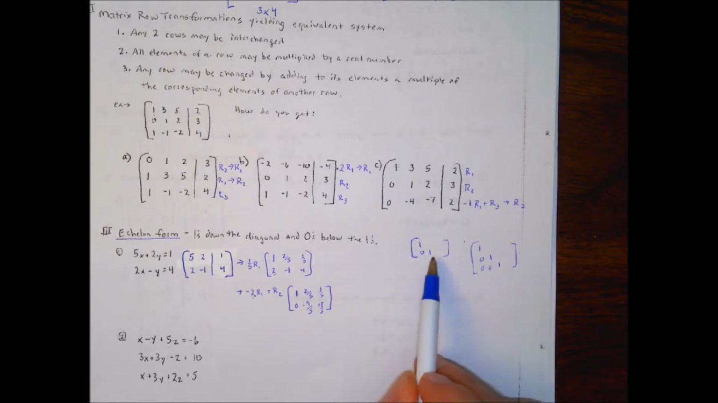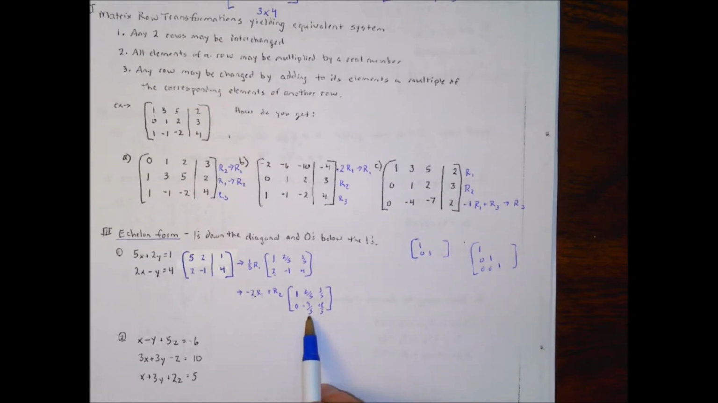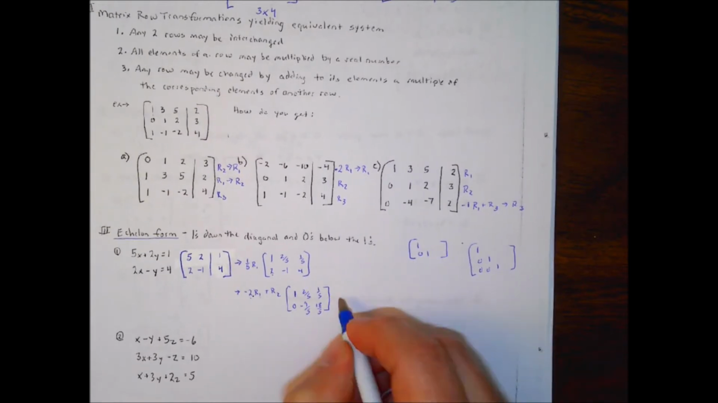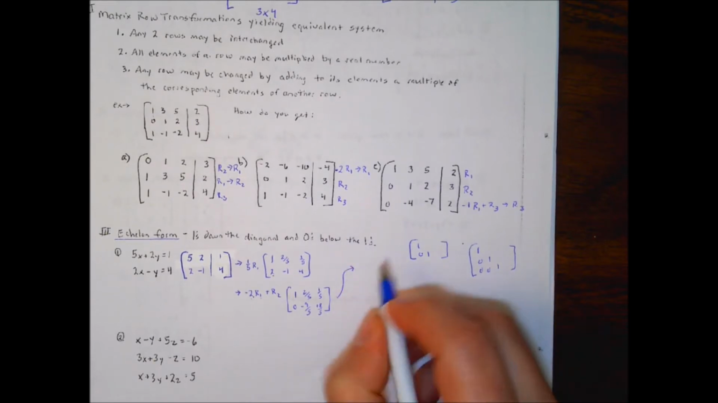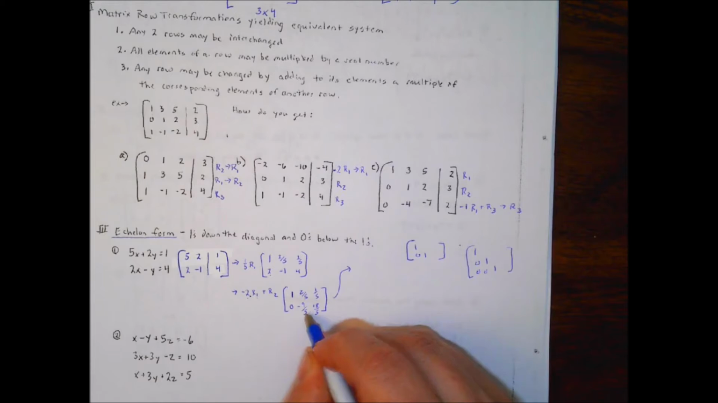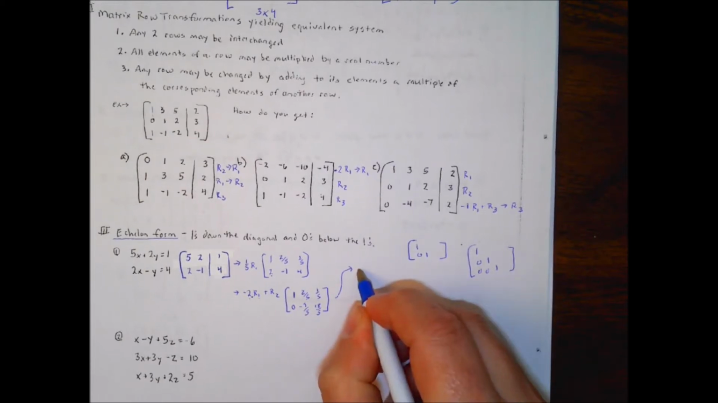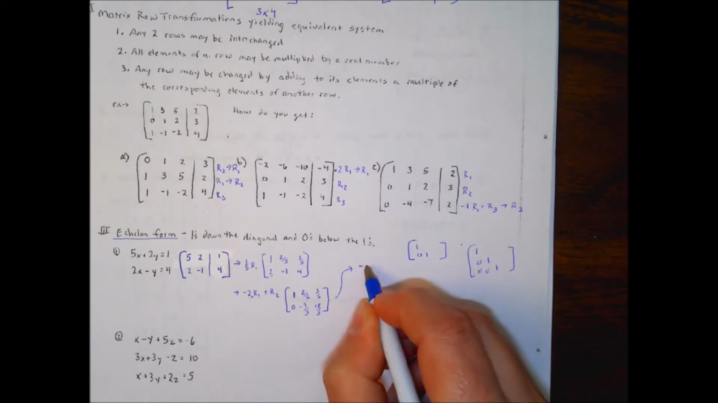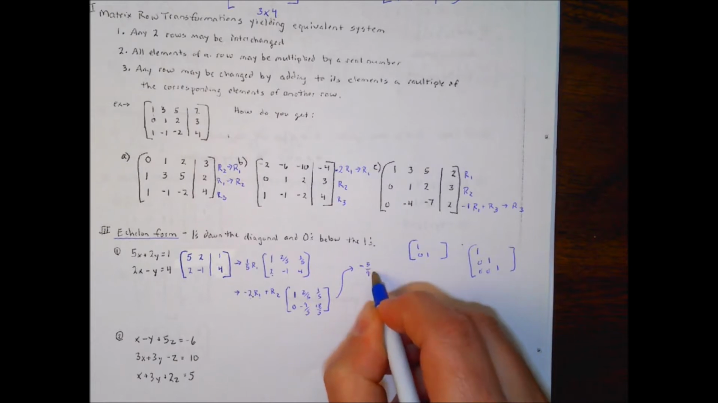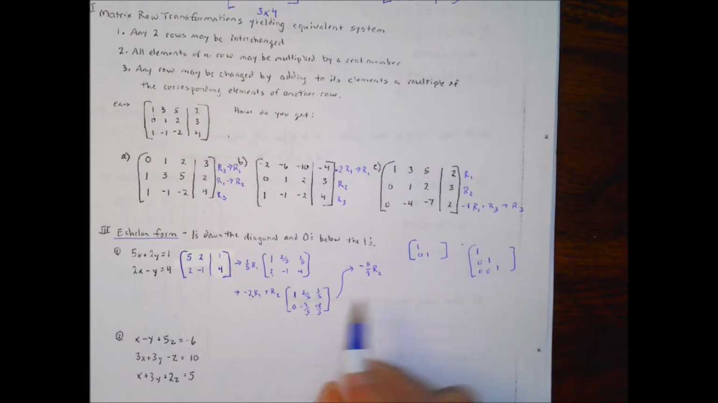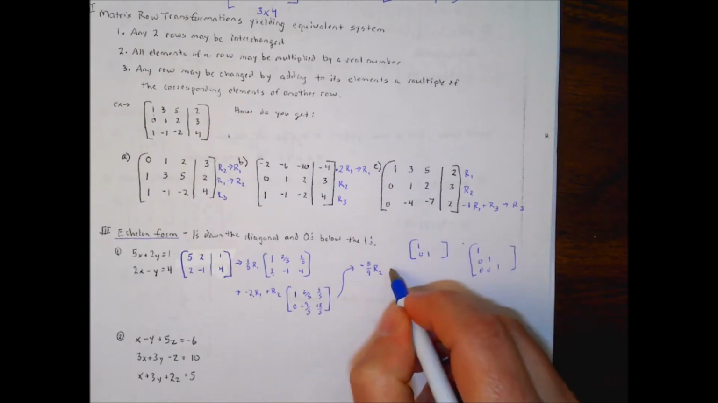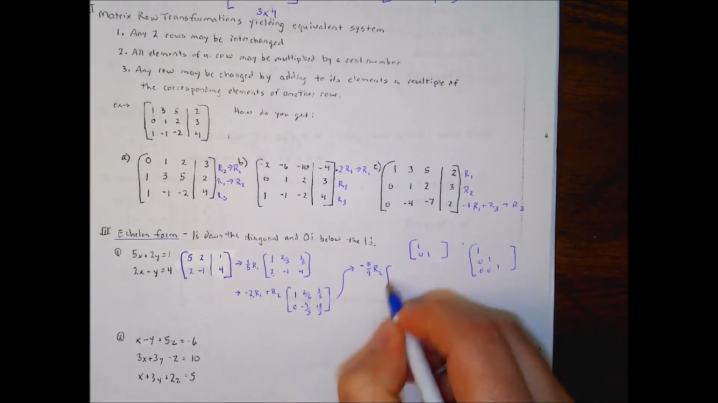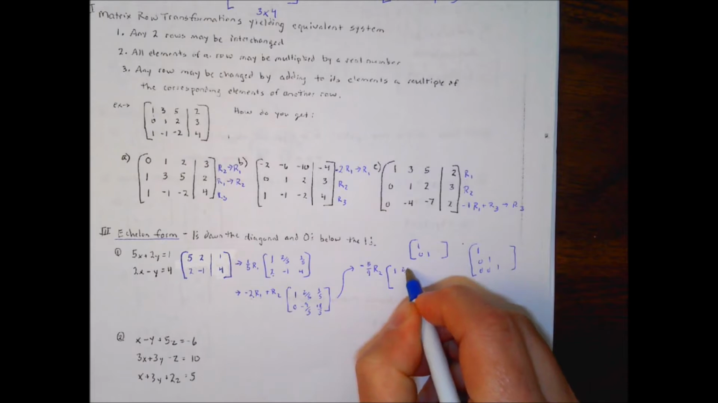Now we need to get the 1 right here yet. Okay, so how can I get this to be a 1? I can take all of row 2 and multiply it by the reciprocal of this. That will give me 1. Row 1's not going to change at all.